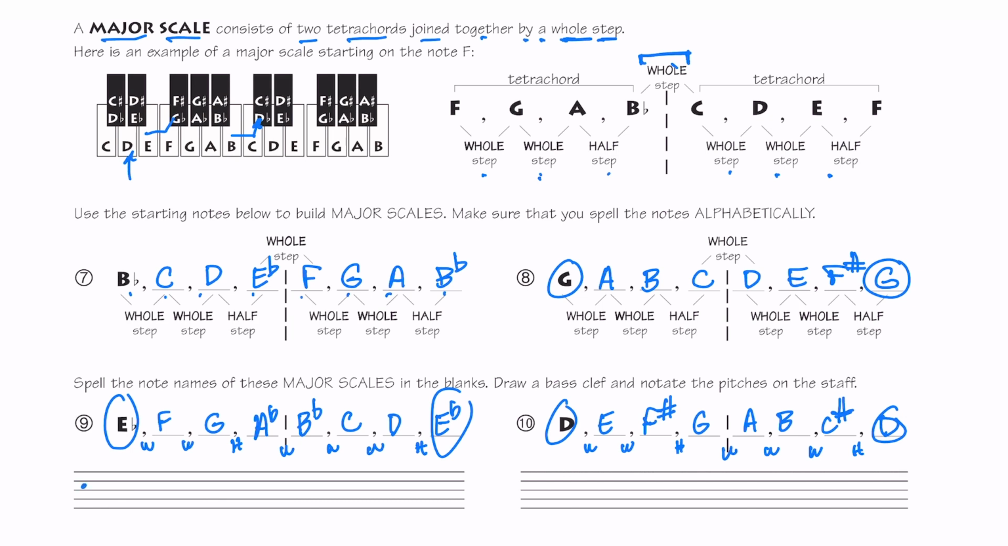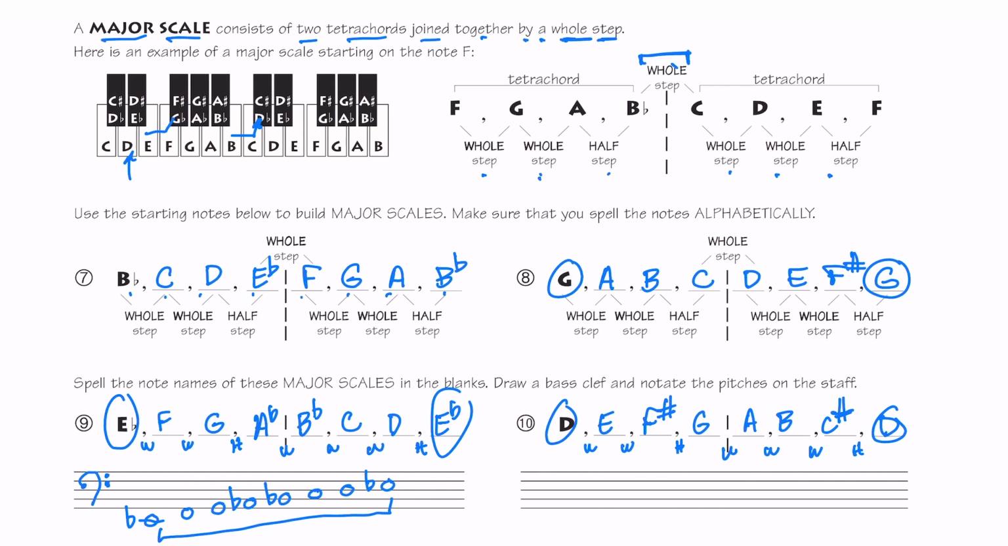So bass clef first. E flat. I'm going to start off way down here. Okay, here's my E flat. F, G, A flat, B flat, C, D, E flat. So notice that all of my note names and all of my letters just go straight up the scale. So that is a major scale of E flat.